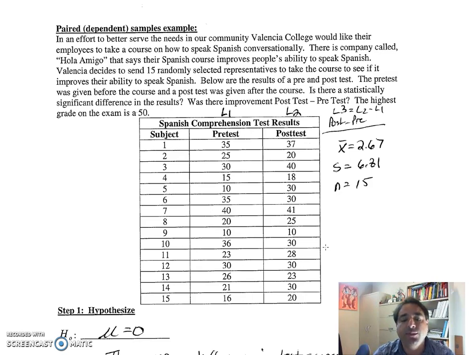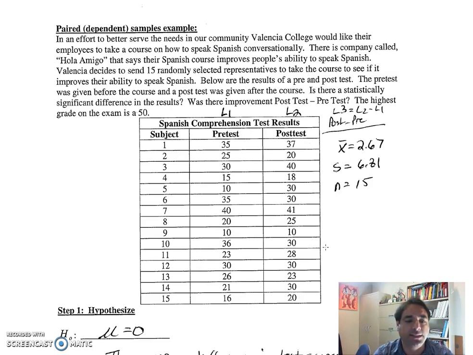That says their Spanish course improves people's ability to speak Spanish. Valencia decided to send 15 randomly selected representatives to take the course to see if it improves their ability to speak Spanish. Below are the results of a pre- and post-test. The pre-test was given before the course, and a post-test was given after the course. Is there a statistically significant difference in the results? Was there improvement, post minus pre-test?